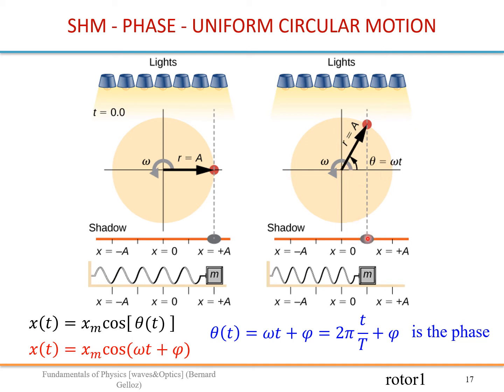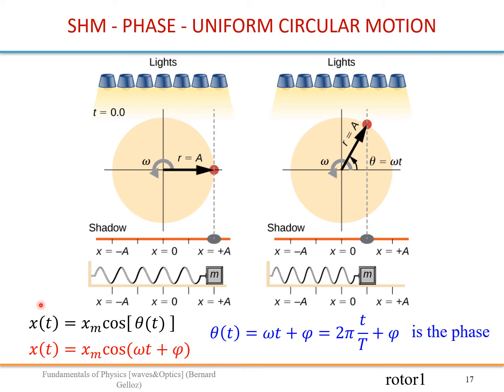Okay, so we follow the shadow, so the shadow will oscillate, in fact, between minus a and plus a. The position of the shadow on the x-axis will be a times the cosine of theta, because it will be just this length, and this length is a cosine theta. So x of t in this axis is x_m, so a in this case, cosine theta of t, and theta of t is omega t in this particular case, but in general you may have omega t plus phi.